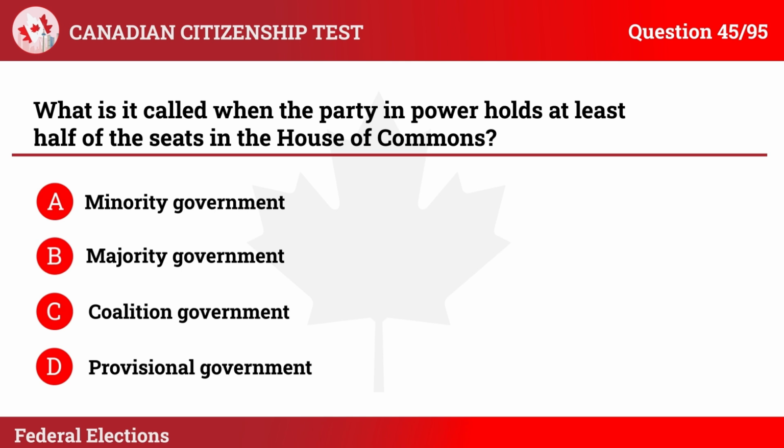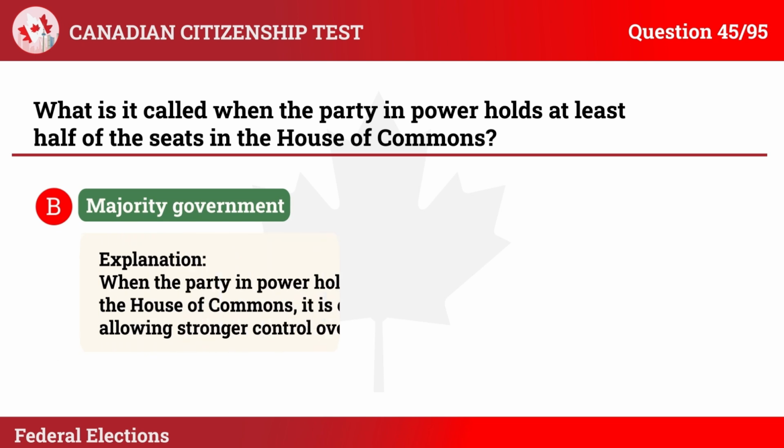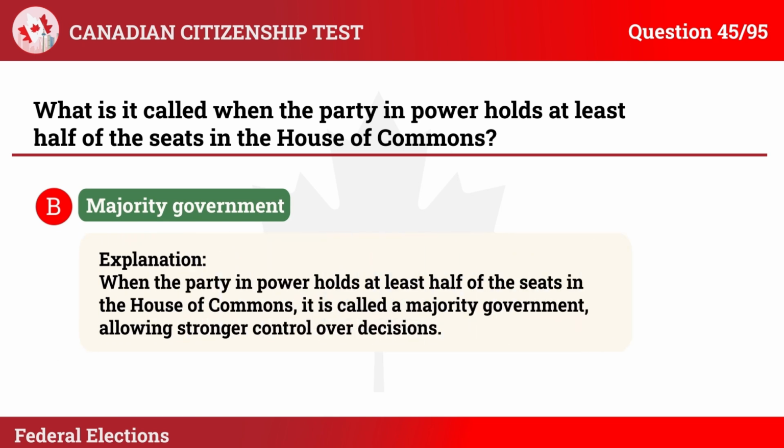The correct answer is B. Majority government. Explanation: when the party in power holds at least half of the seats in the House of Commons, it is called a majority government, allowing stronger control over decisions.